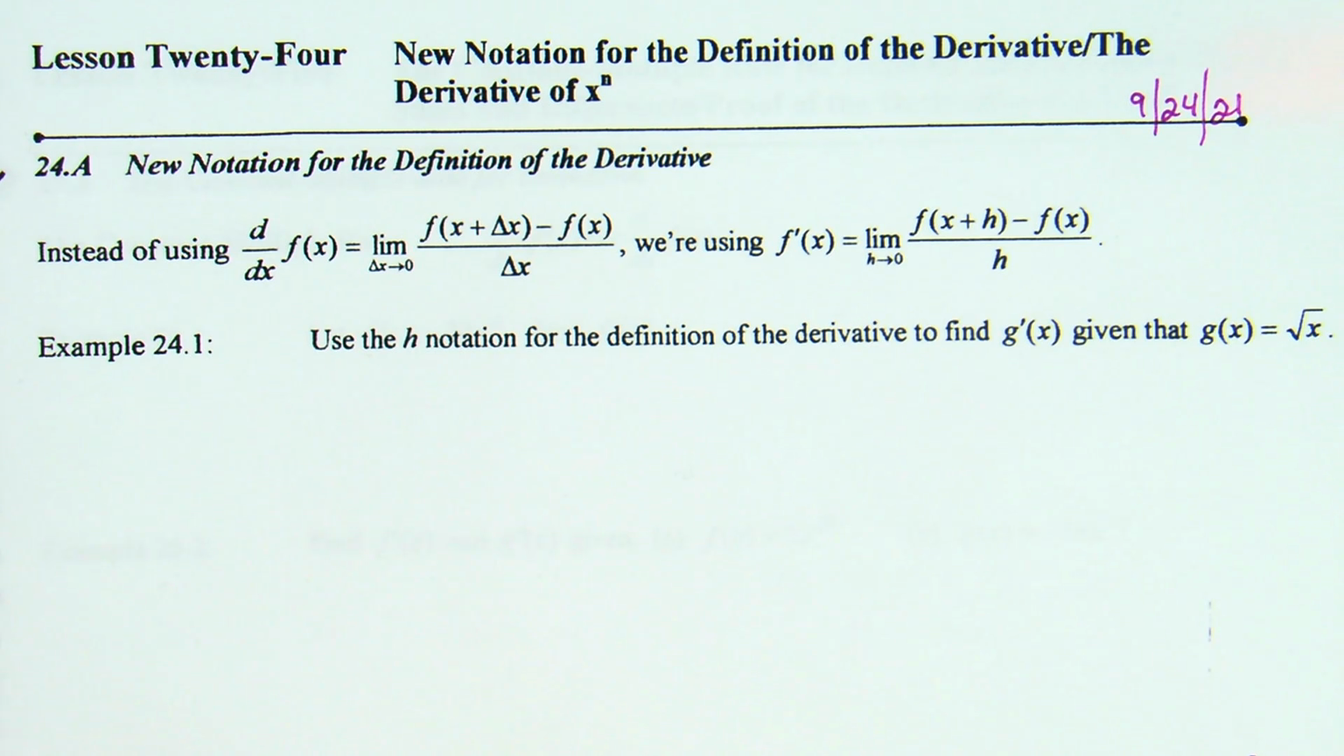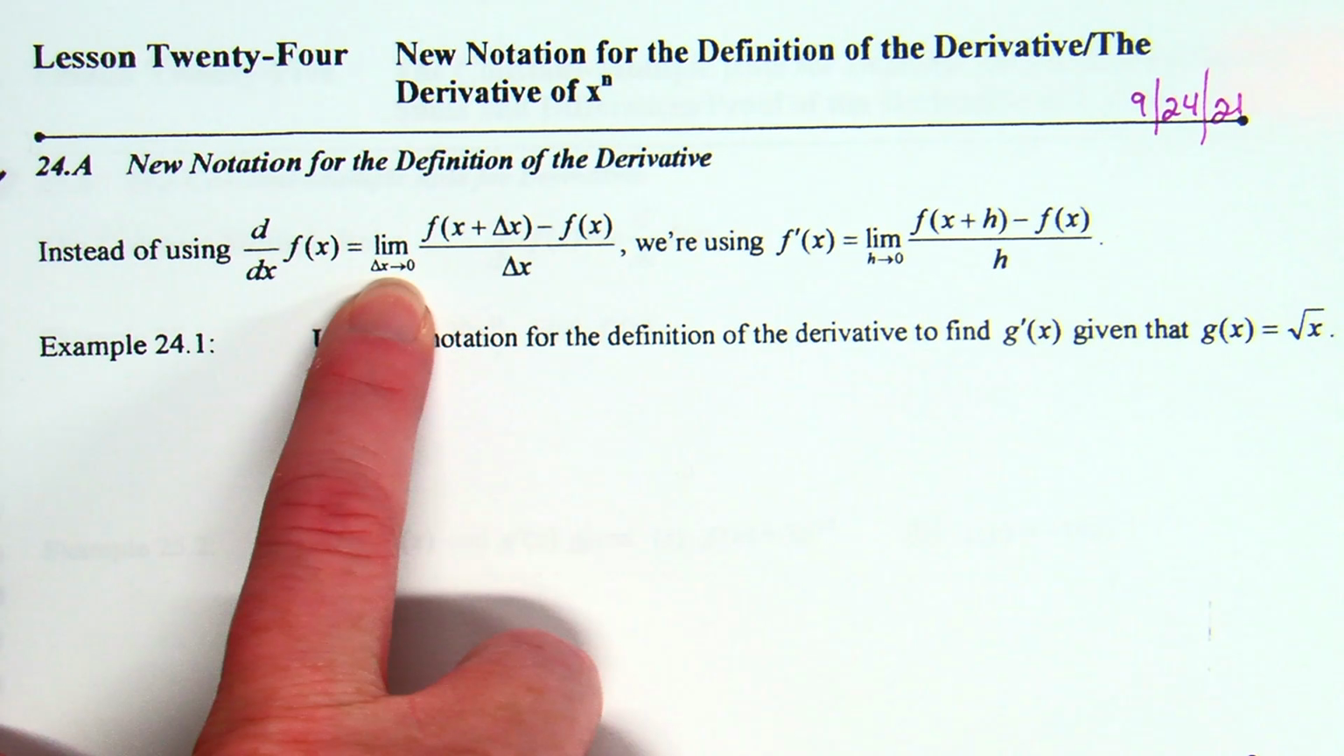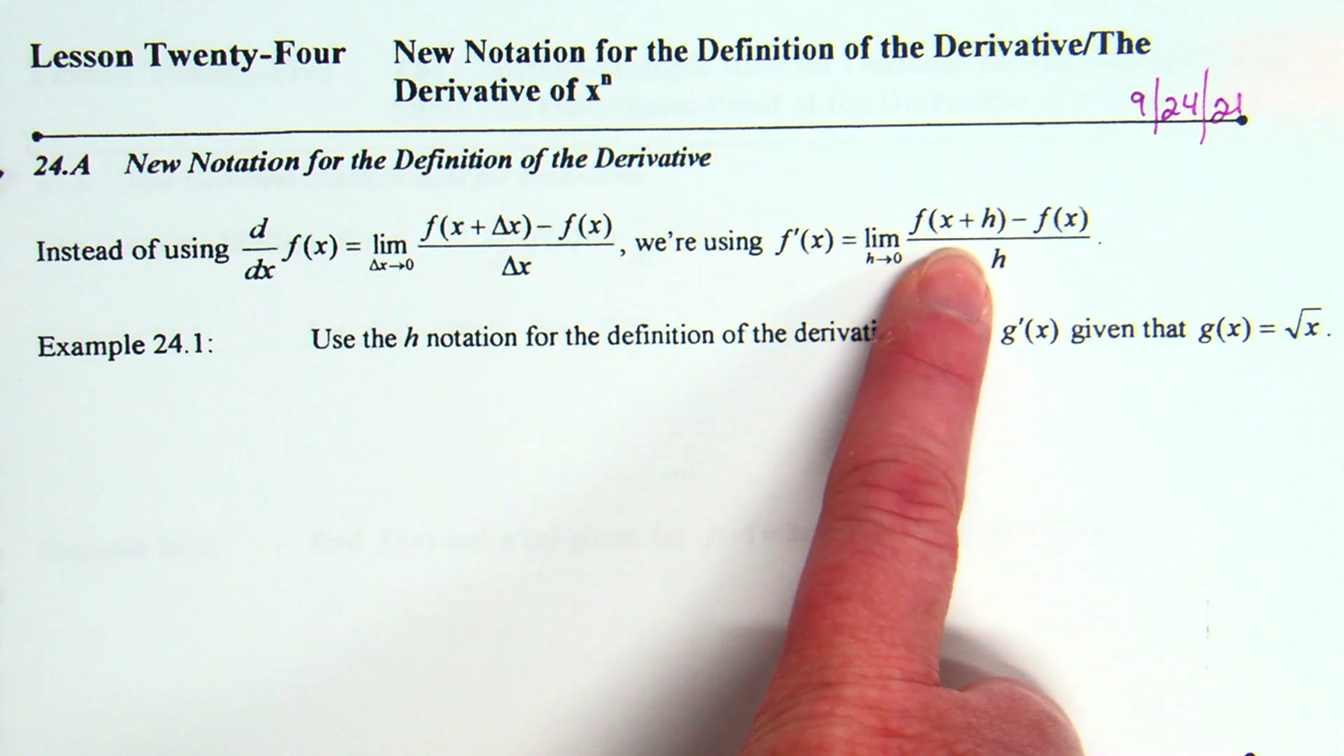So instead of saying the derivative of f of x is equal to the limit as delta x approaches 0, today we're using f prime of x. You've already been taught prime notation, right? That's just another way to say derivative. It's the limit as h approaches 0 of f of x plus h minus f of x, all over h. So this is your official introduction of h, even though you've already seen it.